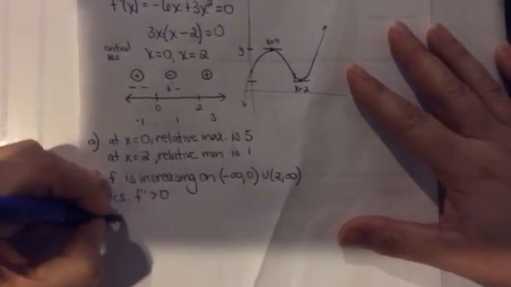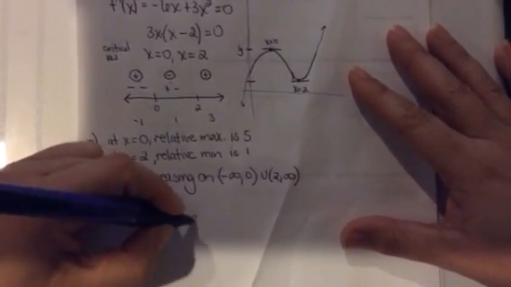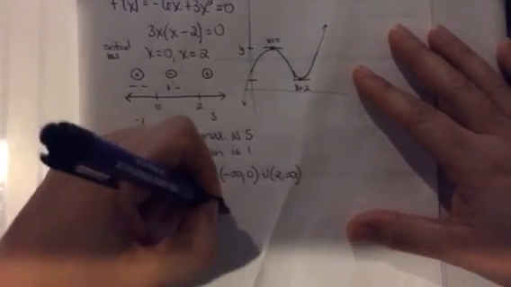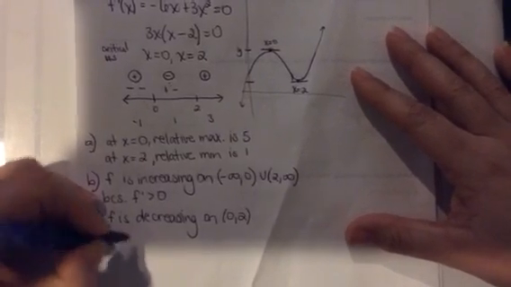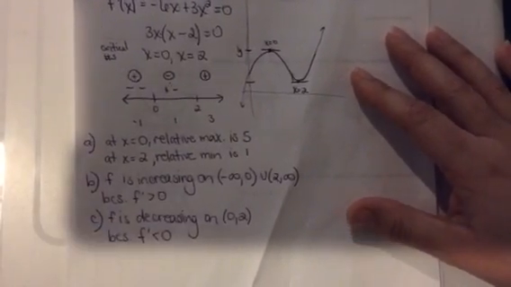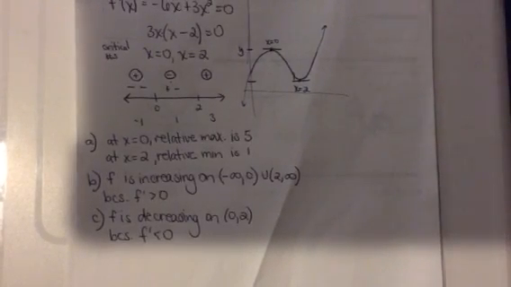And then f is decreasing, so whatever's left, right in here, between 0 and 2. Since, or because, if I want to stay consistent, f prime is less than 0. You always need to give this reason. Don't just tell me it's increasing somewhere. You need to tell me how you know it's increasing somewhere.